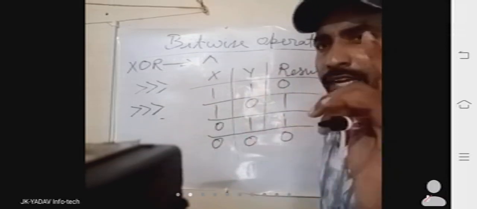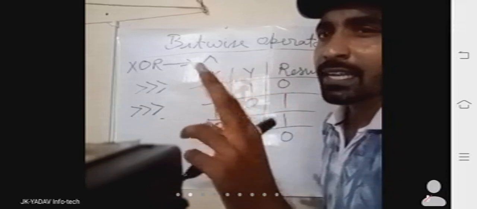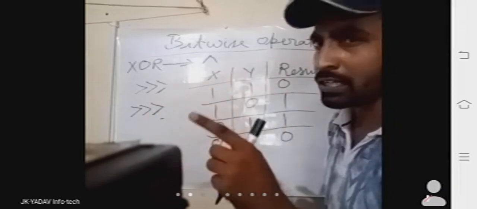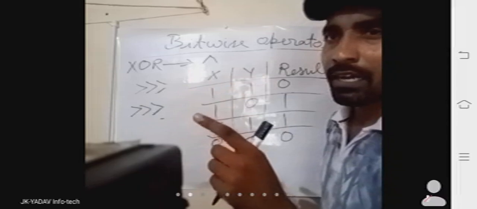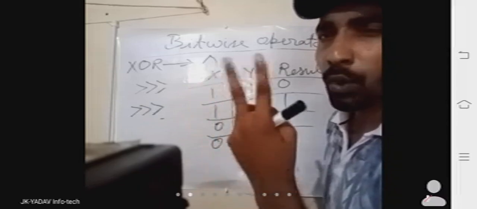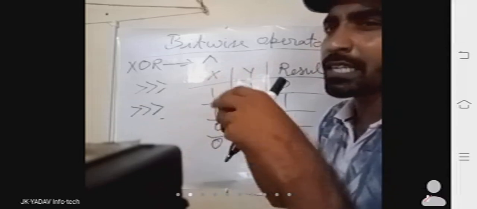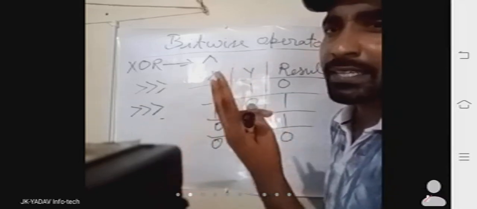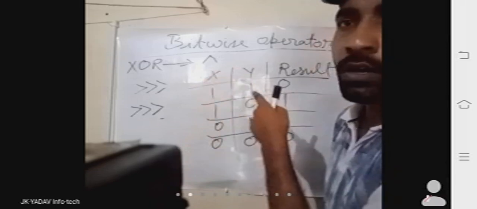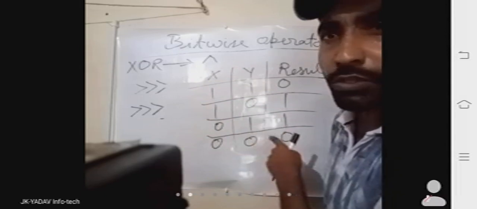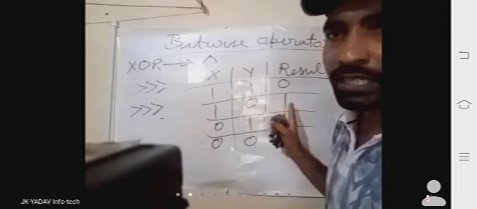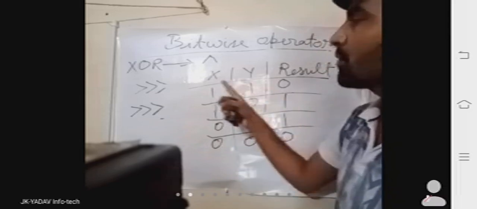It will give 1 only when either case is 1, meaning either X is 1 or Y is 1. If both are matching, it will provide the result as 0. If both binaries are matching, like X is also 1, Y is also 1, then the result is 0. And X is also 0, Y is also 0, then the result is 0. So only in the either case it will provide the result as 1. This is the use of XOR.